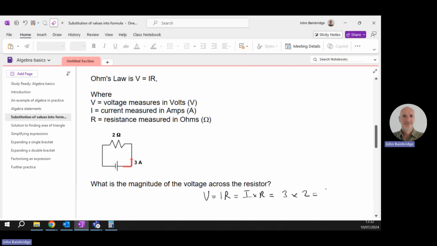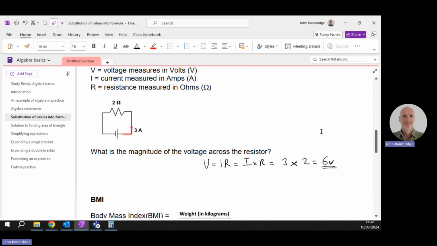So that's 3 times 2. And it gives us the result, the voltage in volts. That's a little v. So I'm going to put a little v there. So it's 6 volts. So it's a very simple formula to use, just multiplying 3 and 2 together. It's a bit like the example we had right at the beginning of the session, talking about wages, the pay rate times the number of hours worked.